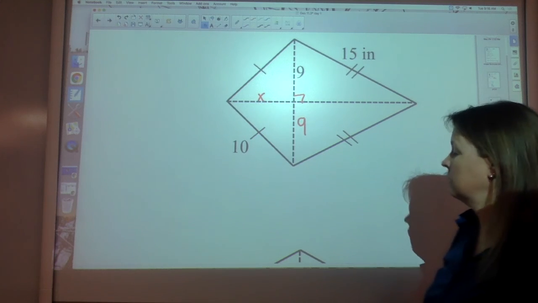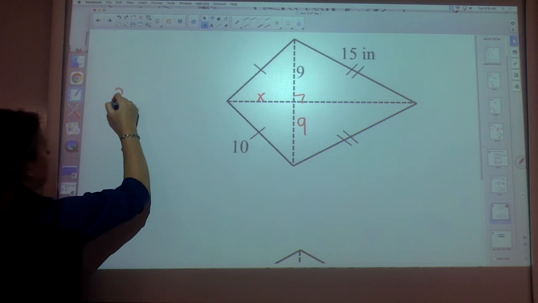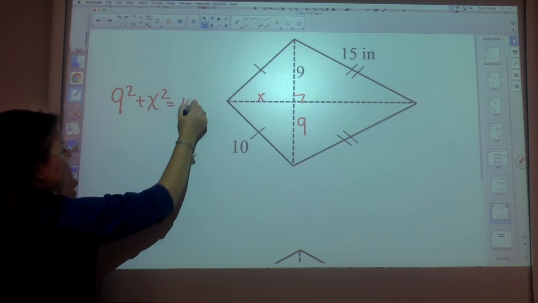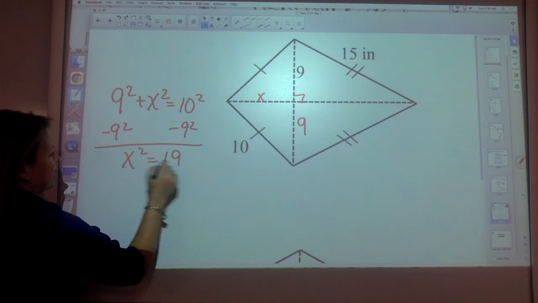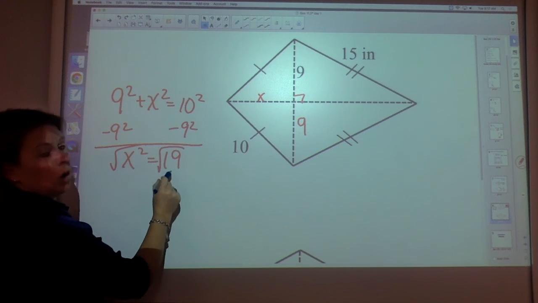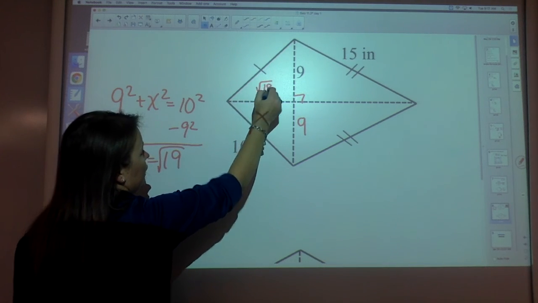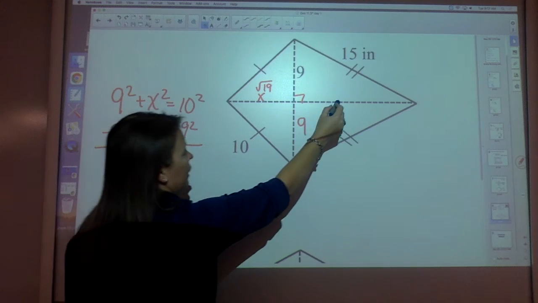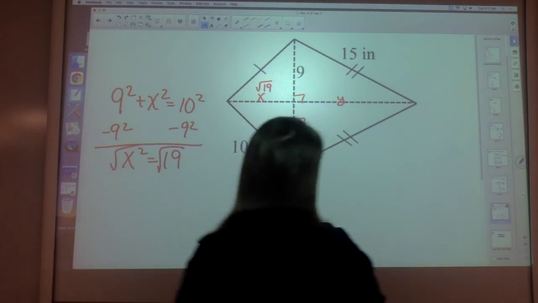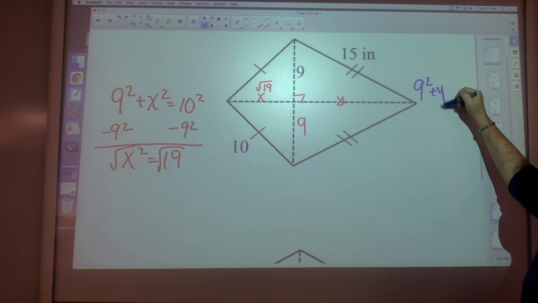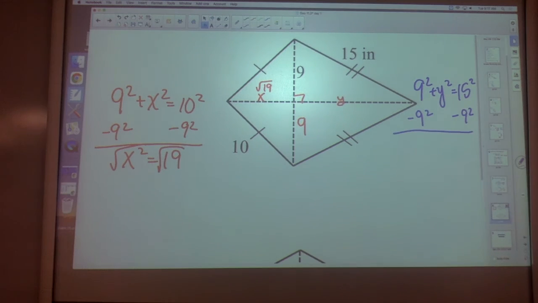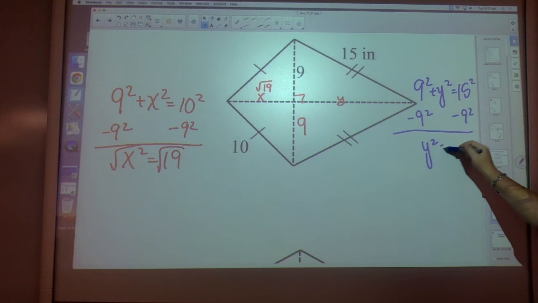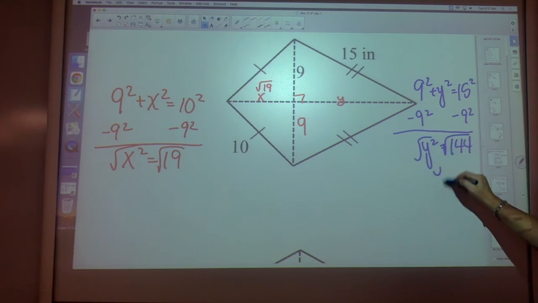Let's find x first, and we can find x over here by taking 9 squared plus x squared equals 10 squared, minus 9 squared from both sides. You get x squared equals 19, and x is the square root of 19. Don't round this, not yet. This is the square root of 19. Over here, we need to find y. We'll find y by taking 9 squared plus y squared equals 15 squared, minus 9 squared from both sides. Need a calculator for that one, just to make sure. You'd hate to make a mistake back here. Y squared equals 144. Square root of that, y equals 12.